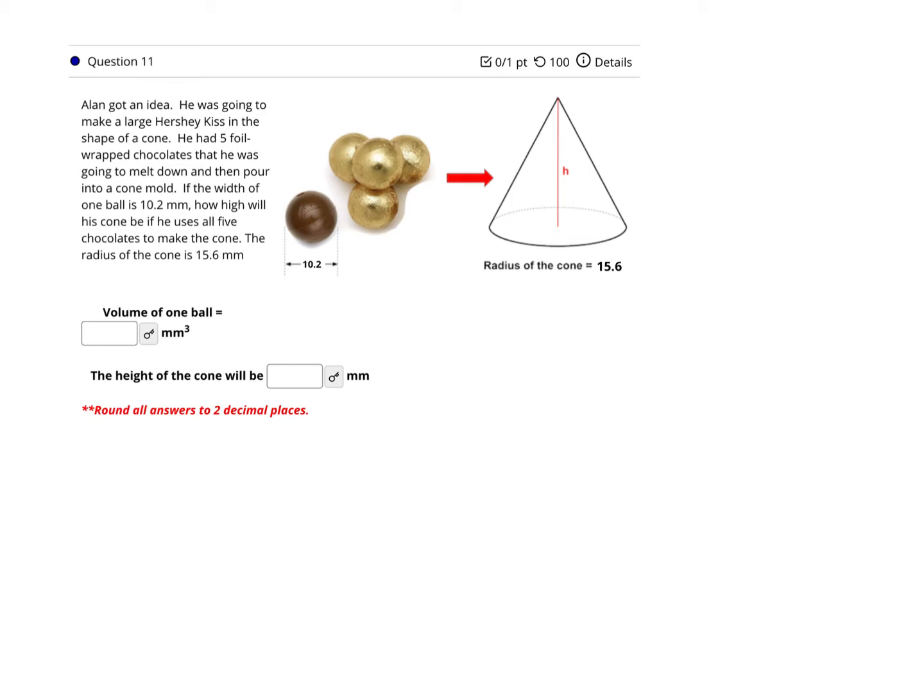If the width of one ball is 10.2 millimeters, how high will the cone be if he uses all 5 chocolates to make a cone? The radius of the cone is 15.5 or 15.6 millimeters. So the first thing we have to do is find the volume of one of the spheres. So we have volume of a sphere is 4/3 pi r cubed.